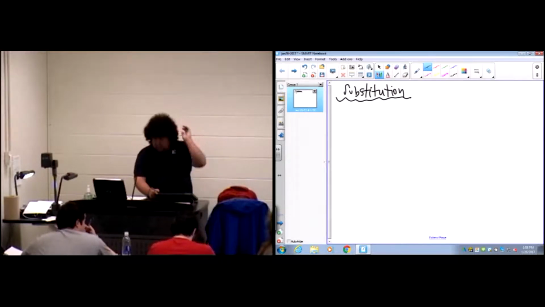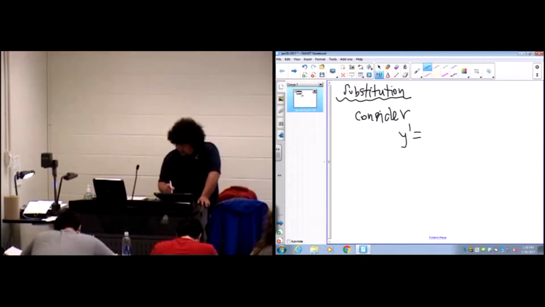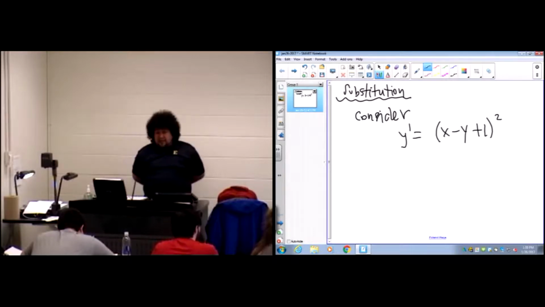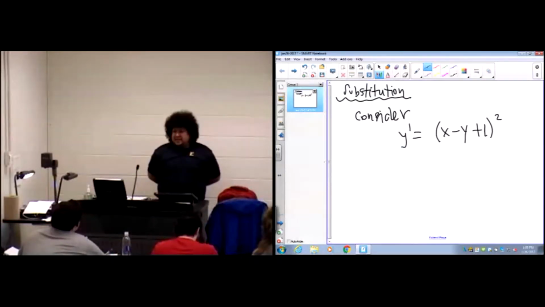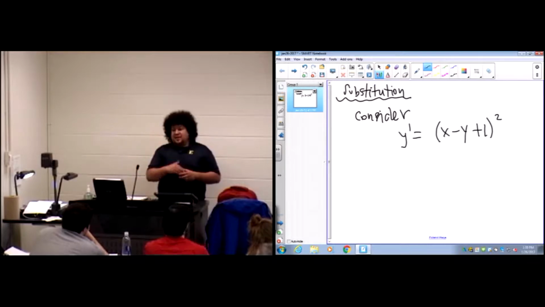So let's consider a differential equation of the form y prime equals the square of x minus y plus 1. If we were going to square that, multiply that by itself twice, if that y prime was on the left-hand side, if we just had the square of that expression, that's algebra, right?